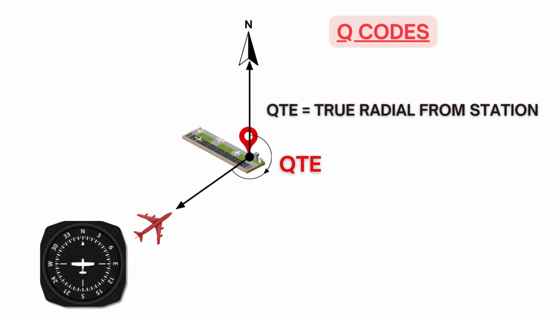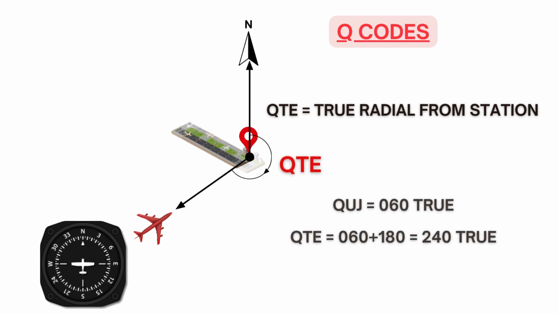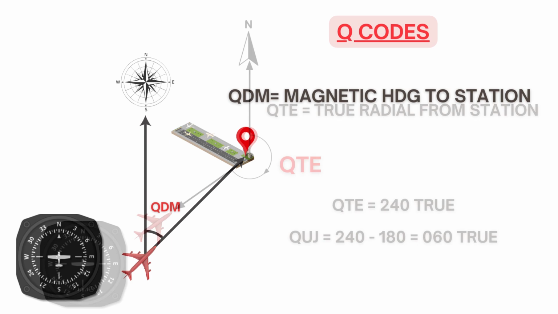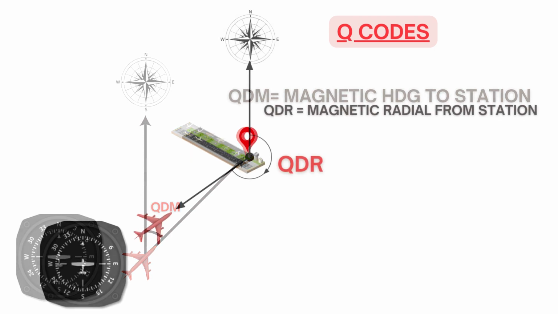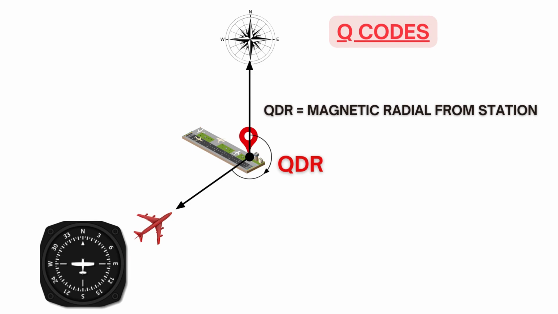So QTE is true radial of aeroplane from airport. So the reciprocal of QUJ is QTE. So how do you find out the other if one is given? Well, if the value is less than 180, add 180. And if the value is more than 180, then subtract 180. Magnetic heading, which will take the aeroplane to the airport in nil wind, is called QDM, and opposite of QDM is QDR. So QDR is magnetic radial of the aeroplane from airport.